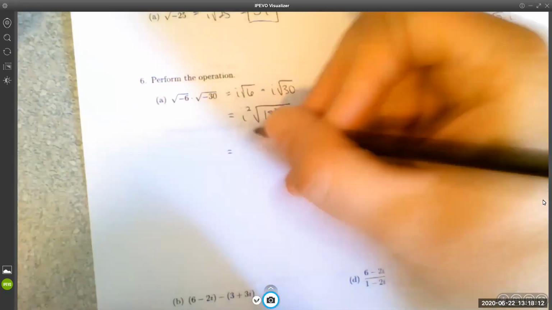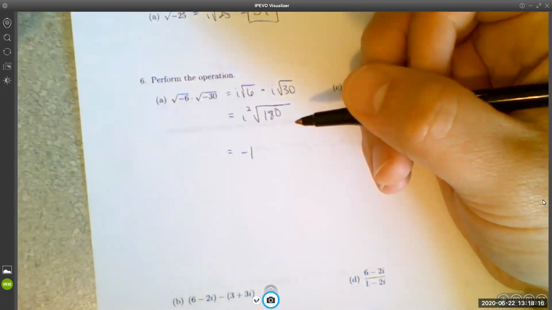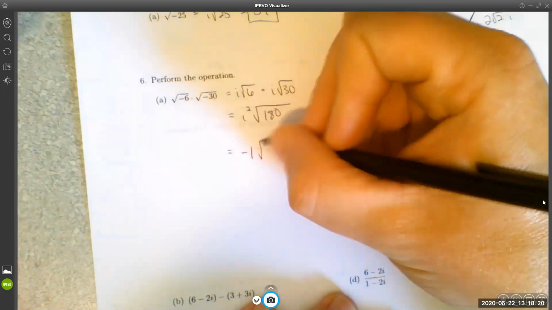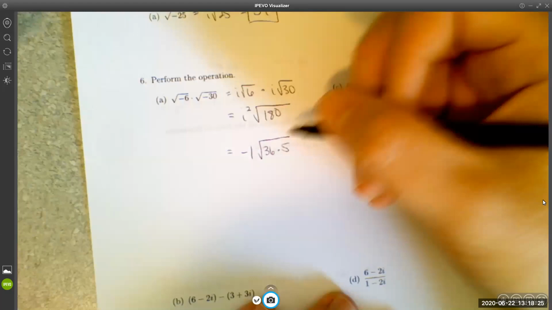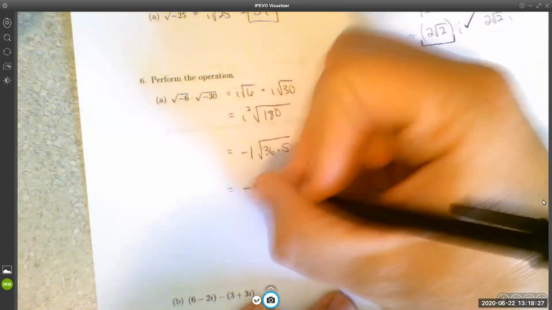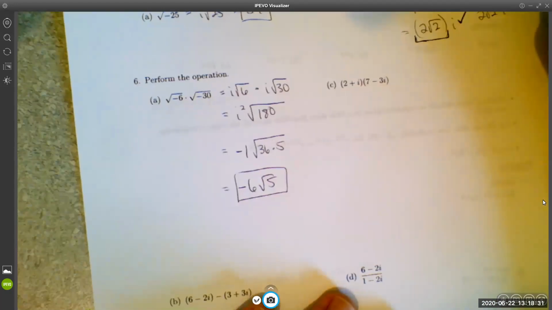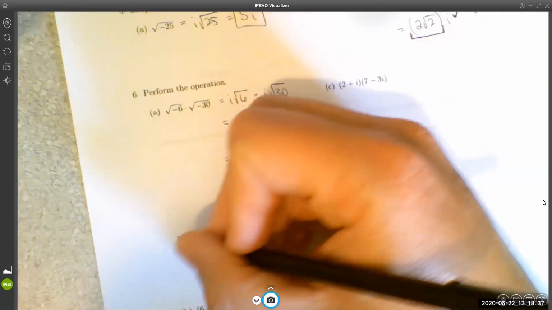So first of all, i squared is negative 1. If i is the square root of negative 1, then i squared is just negative 1 itself. And then square root of 180 is square root of 36 times 5. Square root of 36 is 6, so we get negative 6 root 5. That's our final answer. If we didn't rewrite it, if we didn't take out the i's first, we would have gotten this.